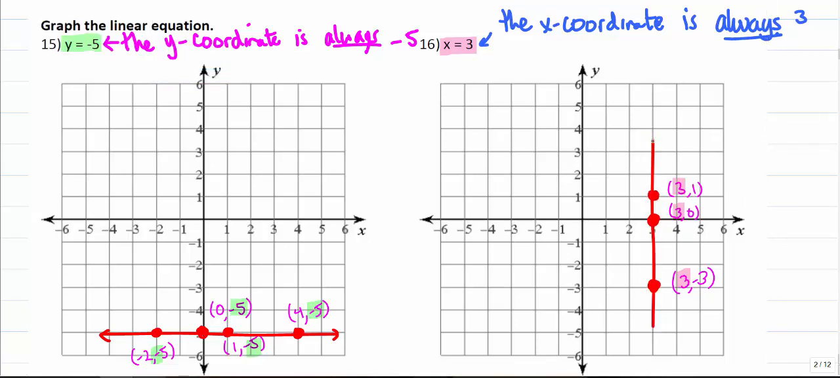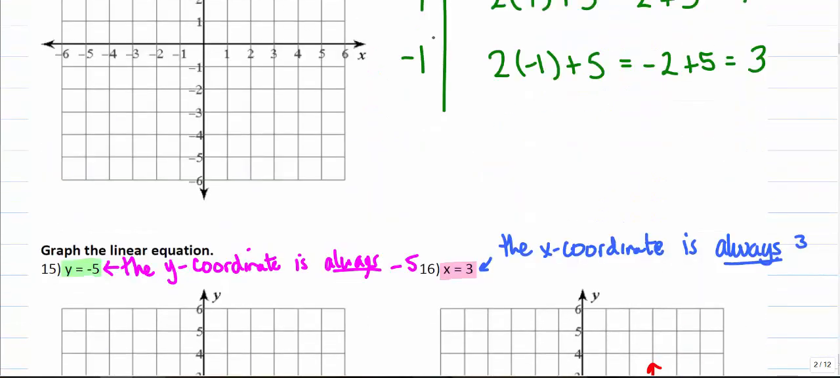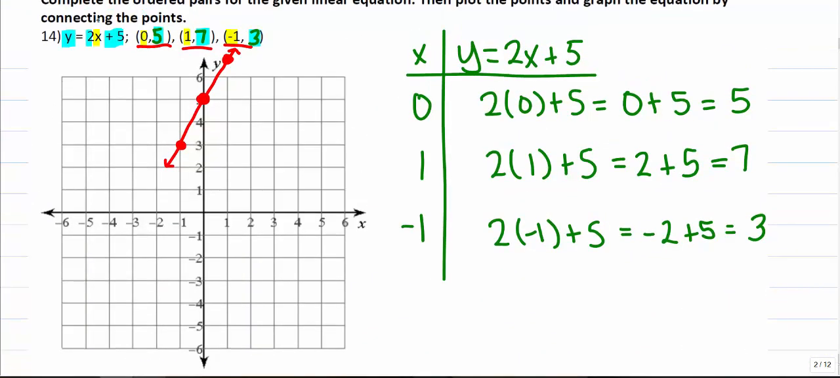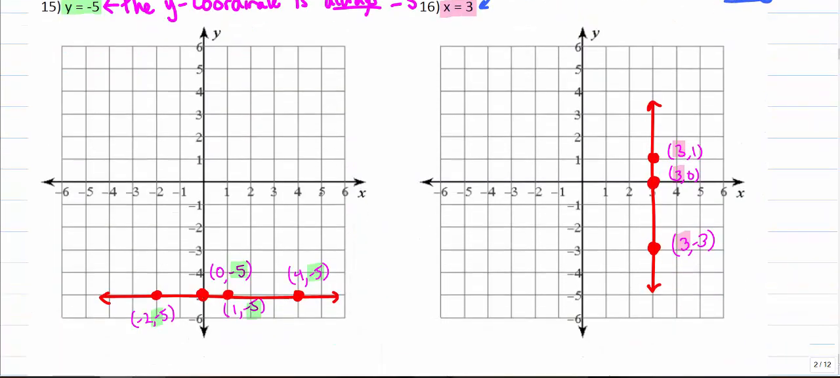So if you can remember how these work, if it's x equals a number and you're graphing, or y equals a number and you're graphing, it's only when the equation, like the one above, had x and y in it, right? y equals 2x plus 5, that we got a slanted line. But if it just has y or if it just has x, it's either going to be horizontal if it has y equals and vertical if it has x equals.